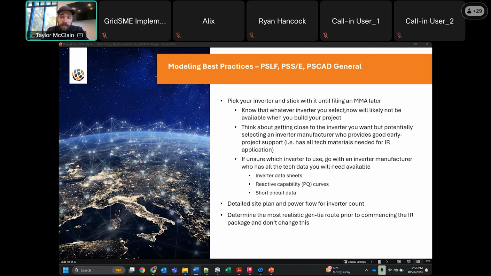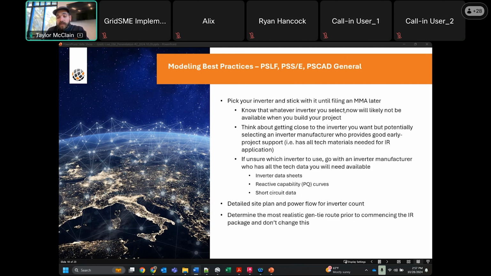To be honest, even if you really like an inverter manufacturer, and you think it fits your project well, if you know going into an interconnection request process that there is a requirement that your inverter manufacturer can't fulfill, as much as you might like to go with them, you just know that that's going to be a roadblock that could result in your project not making it through the process.